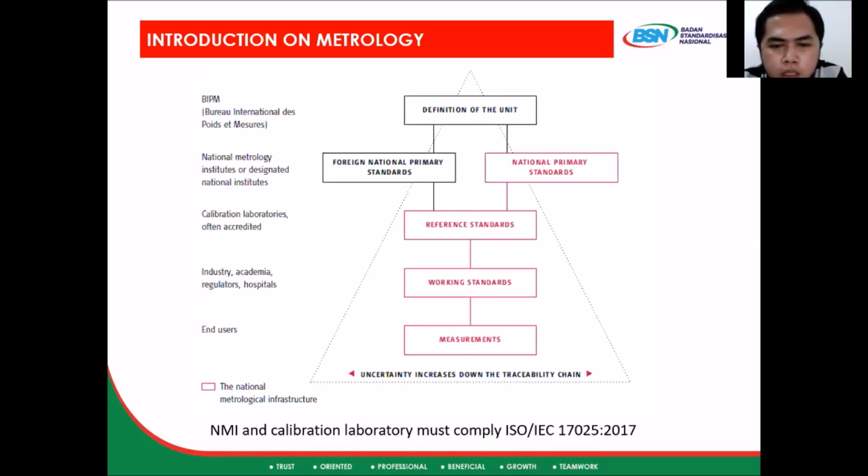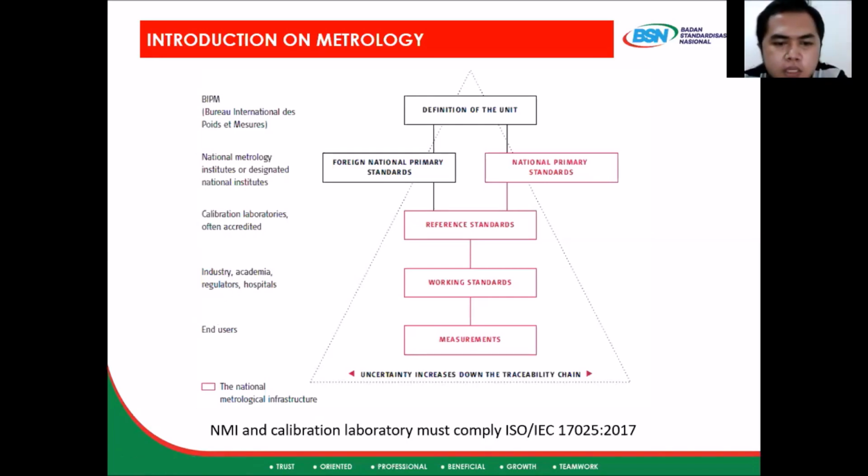So uncertainty increases down the traceability chain. The smallest uncertainty lies in the top, the national primary standard, and the lower it goes, the bigger the uncertainty gets. That is from the BIPM down to the NMI, then to the calibration laboratory, then to the industry or hospital, then to the end user.